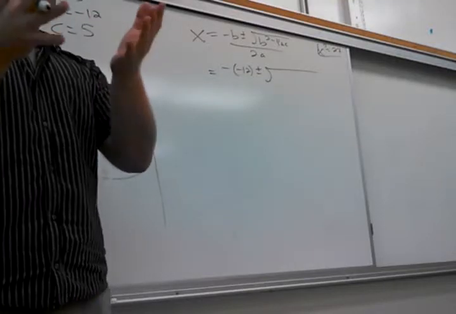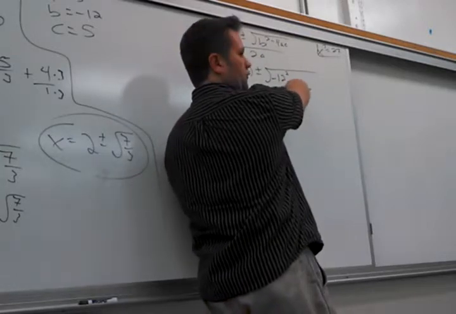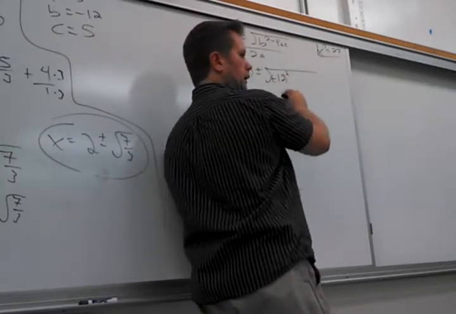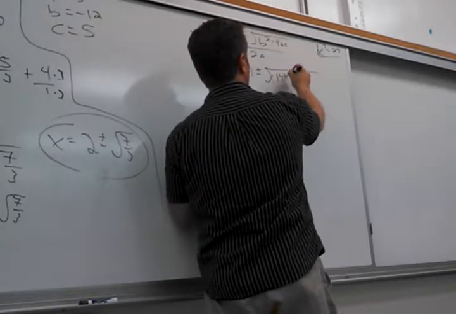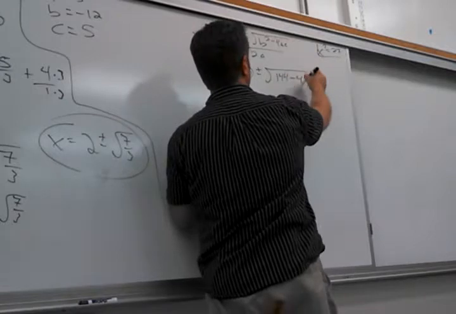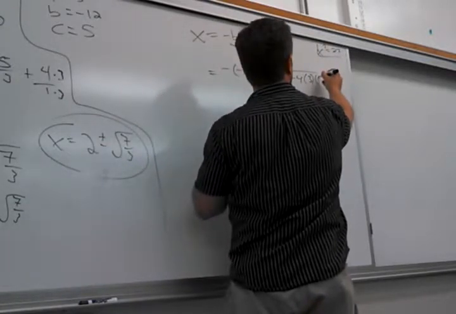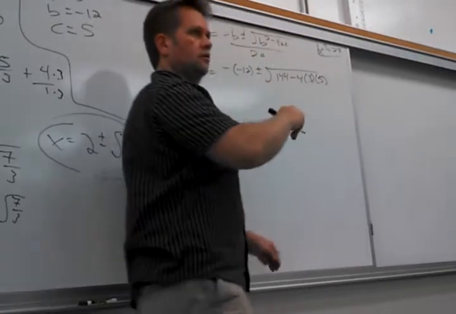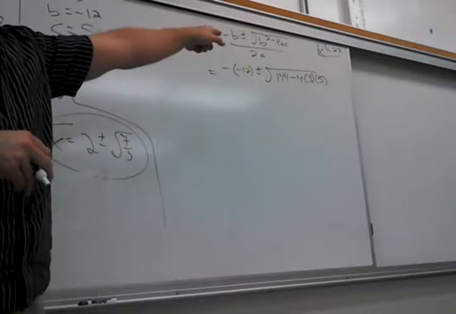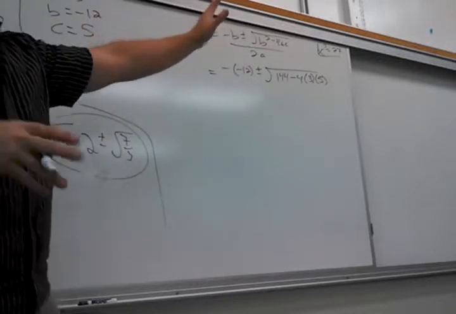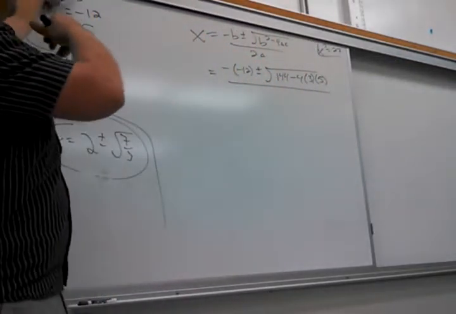I always get people that think it's this, and they get negative 144. No, you have to square the whole B. So you should get 144 minus 4 times 5. So 4AC. Cool. Okay. The whole thing is over 6. Twice 3 is 6. Cool.